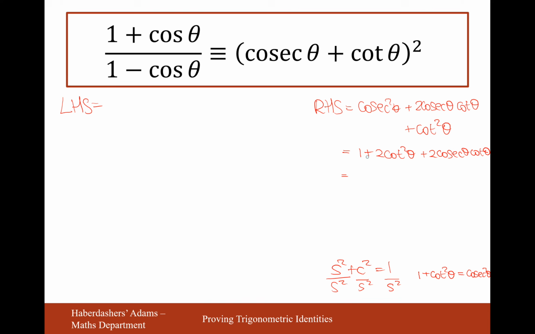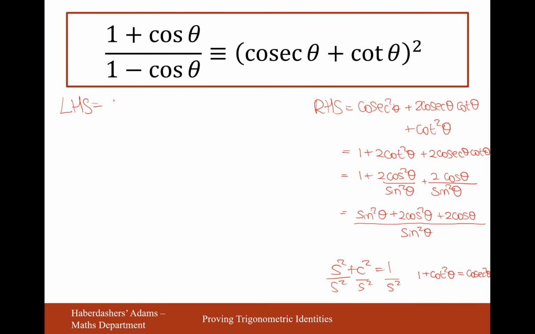Maybe what I should do is put this in terms of a fraction. So it would be 1 plus 2 cos squared theta over sine squared theta plus 2 cos theta on the top over sine squared theta. Okay, this might be a little bit helpful. So let's make it sine squared theta for the 1. We'll make it sine squared over sine squared plus 2 cos squared theta plus 2 cos theta all over sine squared.